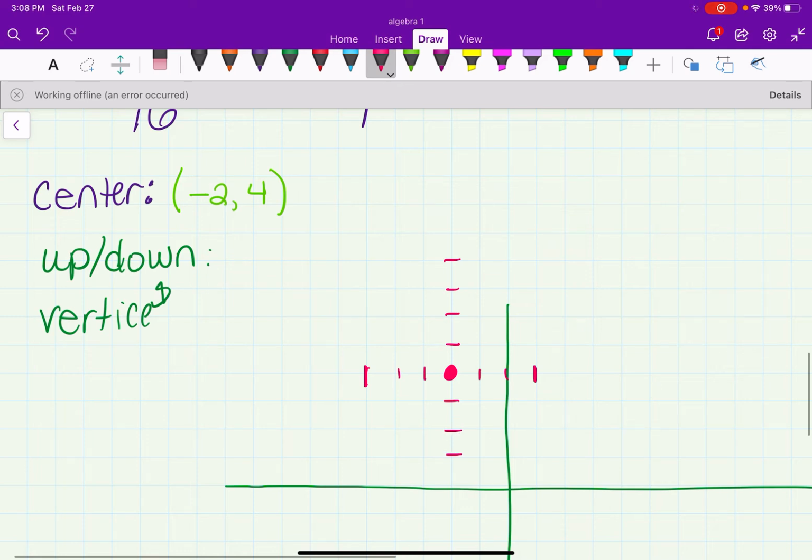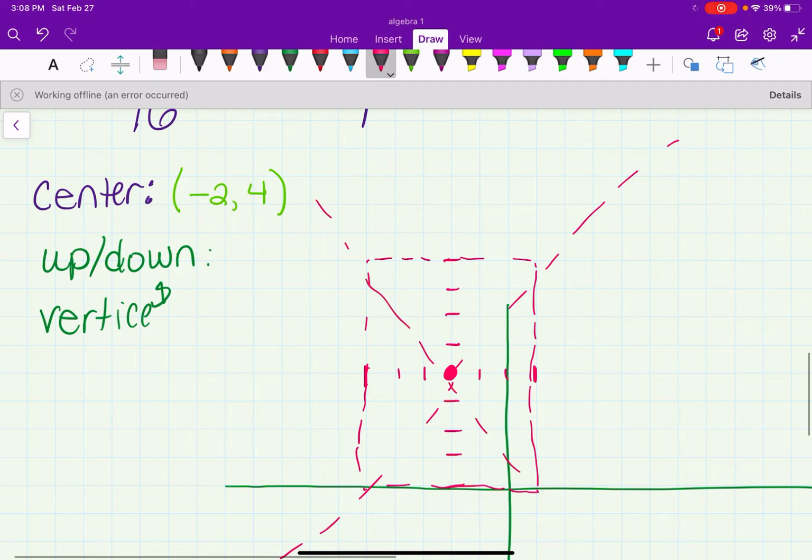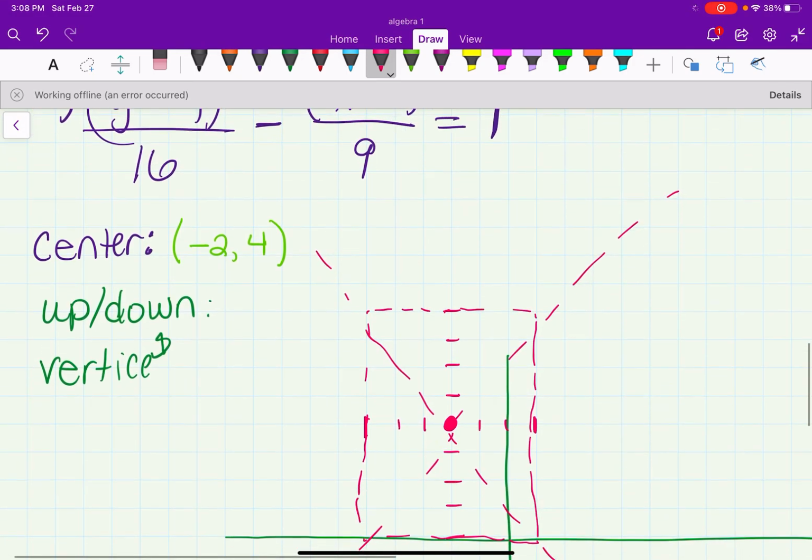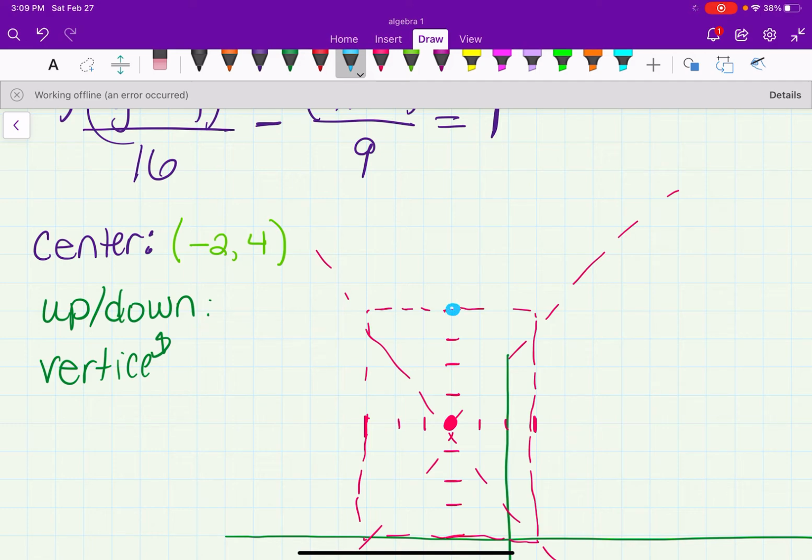And now I'm going to make my asymptote box. Okay? These are my boundaries, and then my diagonals. You want to use a highlighter to do this, if you want to. Okay, now we know this has to open up, down, because the x is negative and the y is positive. So that means my vertex is going to be right above my center, and then we're going to go this way.